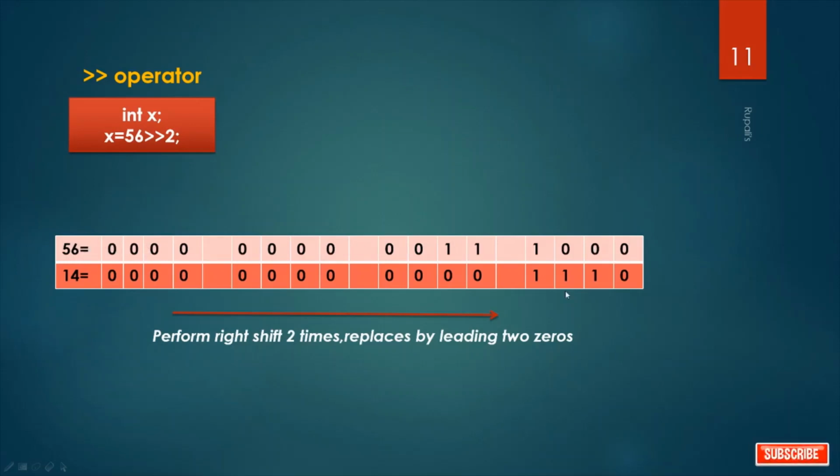Now if I give right shift 2 times, then this one comes here, this one comes here, this one comes here, and replaces this side by the leading 0. So we get the result 14. So 56 right shift 2 means right shift 2 times, we get the result 14.